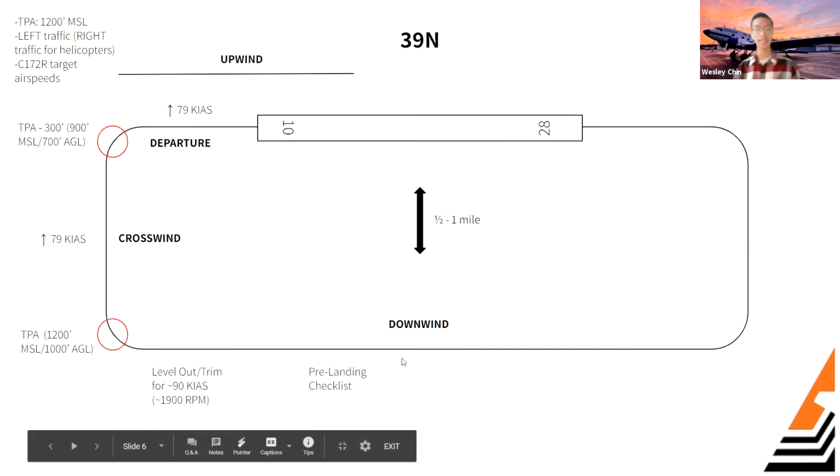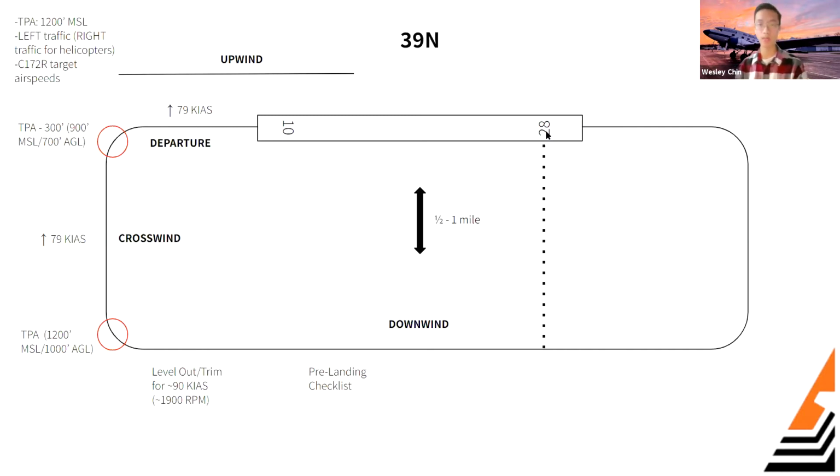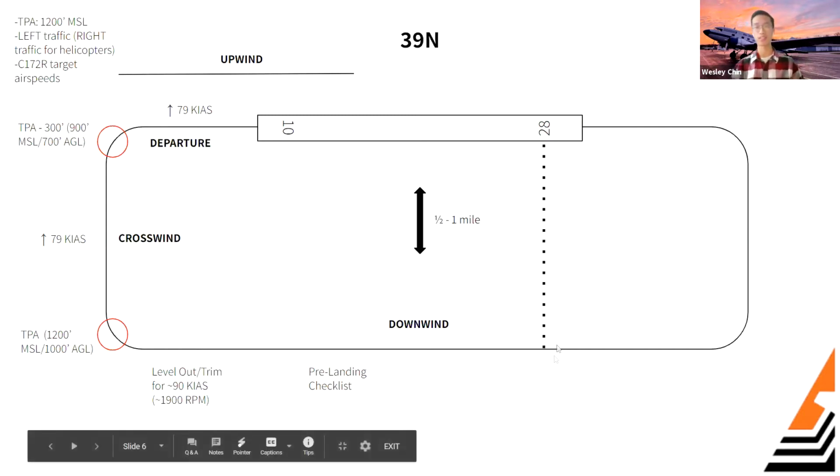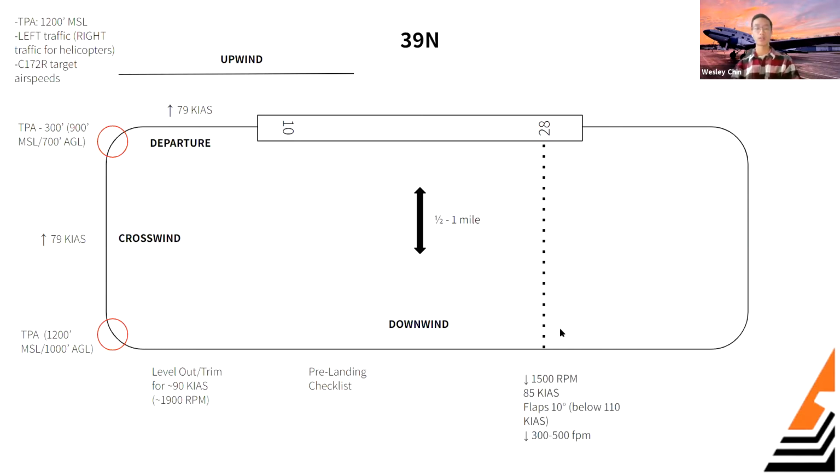So you're just flying along downwind, you can complete your pre-landing checks, whatever that is, maybe GUMPS or something else. And once you are abeam the numbers of 28 on downwind, you're going to start setting up for your landing. So power is going down to 1500, you're going to start pitching for 85 knots, and you're going to get those flaps down to 10 degrees as long as you're below 110 knots, which should be the case since, again, in the pattern, no reason to be faster than 100 knots. Since we're pitched for 85 knots, you're just starting that descent. Nothing too steep, approximately 300 to 500 feet per minute there.